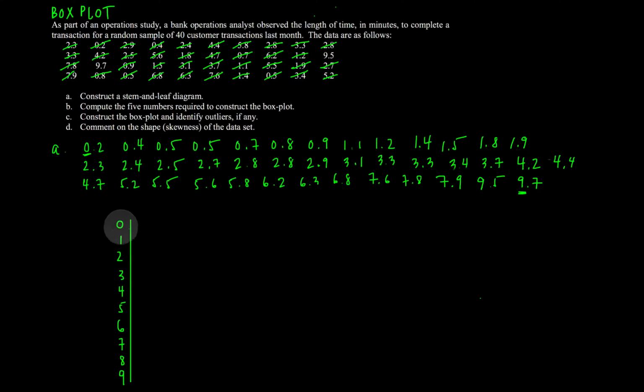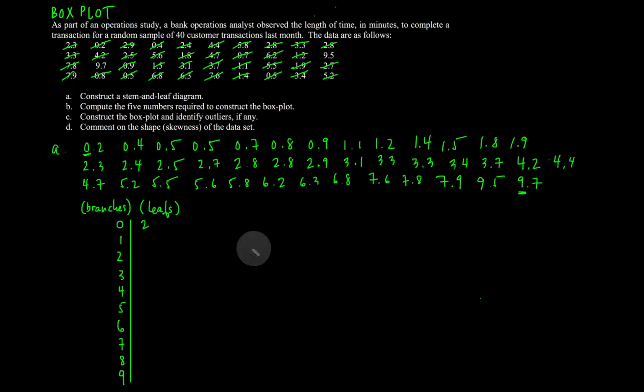And now we're going to fill in the leaves on the right-hand side. Okay, so I'm just going to put this here for you to remember. So these are the branches, which are all the categories, if you will, on the left-hand side. And on the right-hand side, you're going to have all of your leaves, which are going to be filled in with all the data, right? Now, the first number is 0.2, right? So because my branch is a 0, I'm going to put a 2 right there, right?